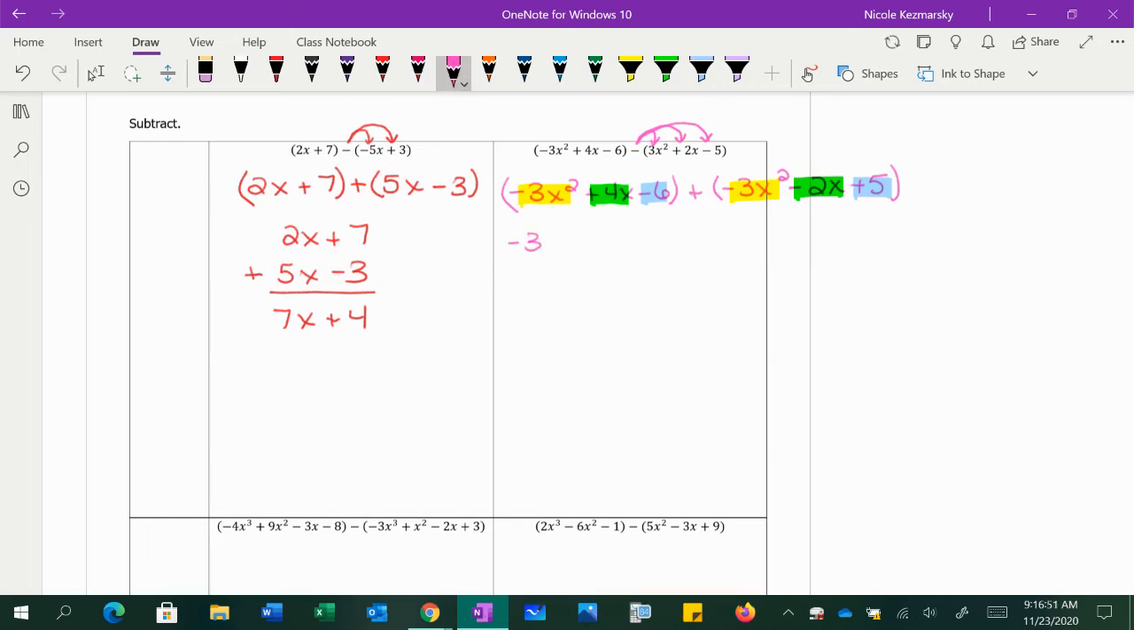So we've got negative 3x squared plus negative 3x squared, which is negative 6x squared. Then 4x plus negative 2x, which gets us 2x. And then negative 6 plus 5 is negative 1. So our final answer is negative 6x squared plus 2x minus 1.